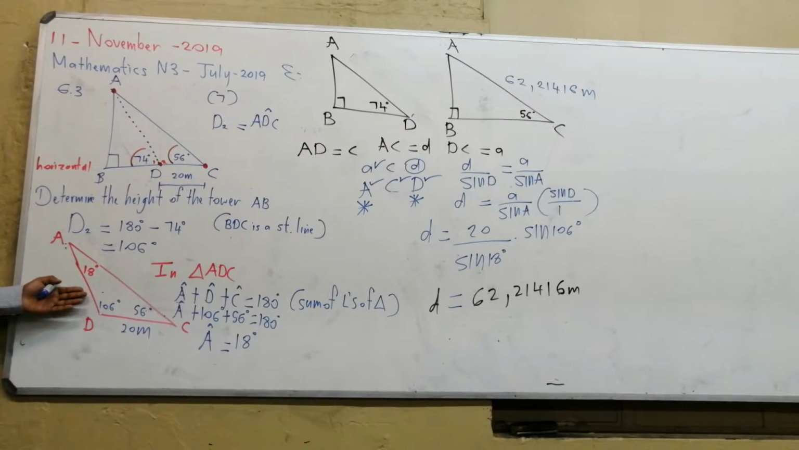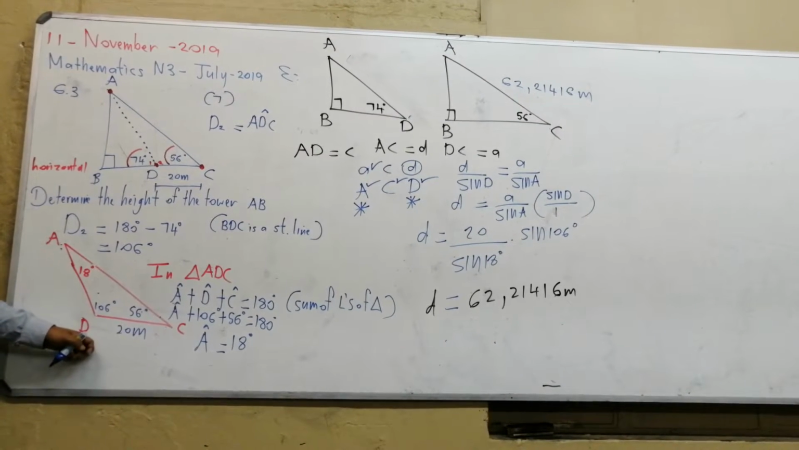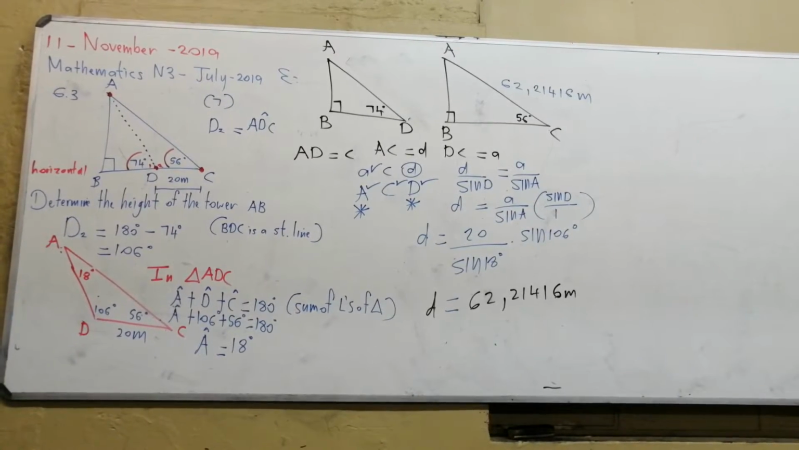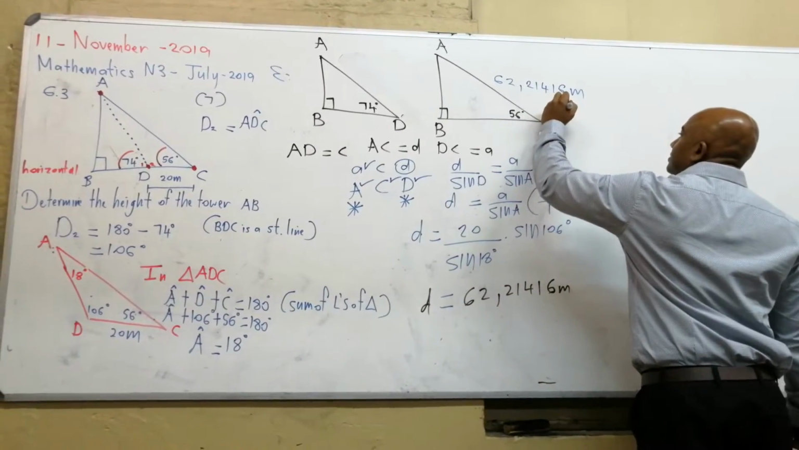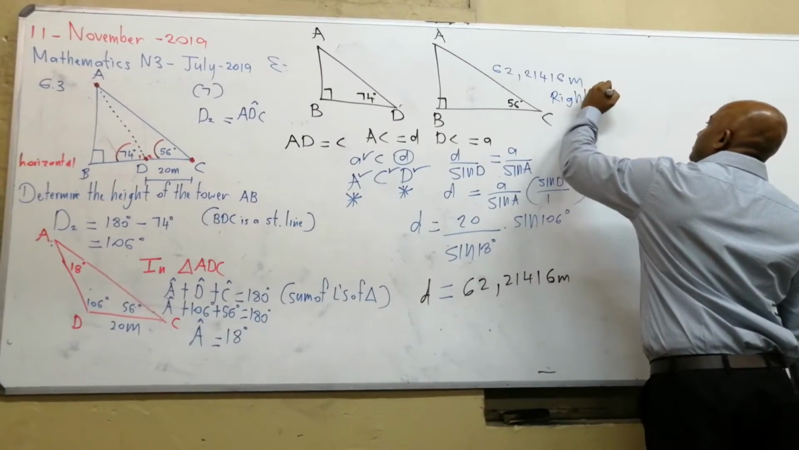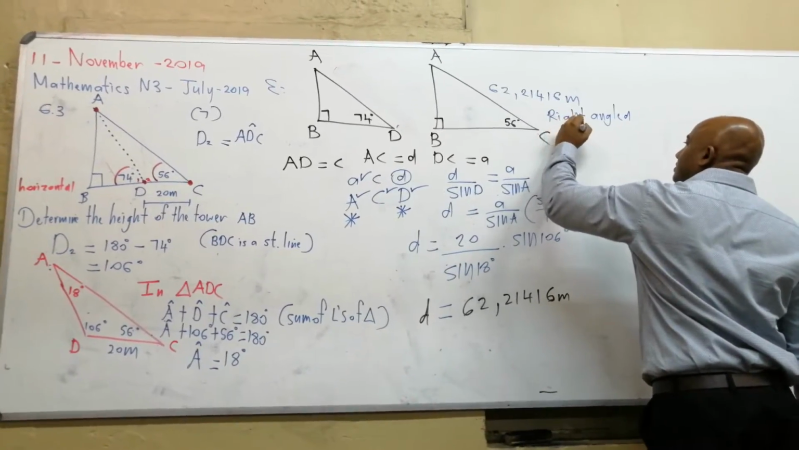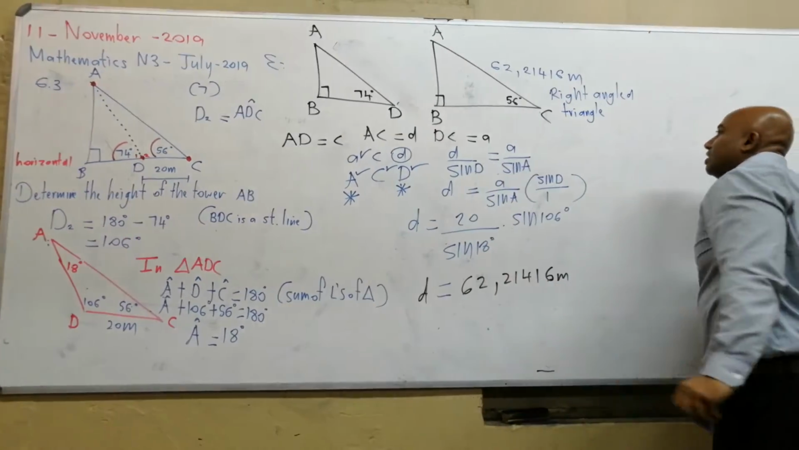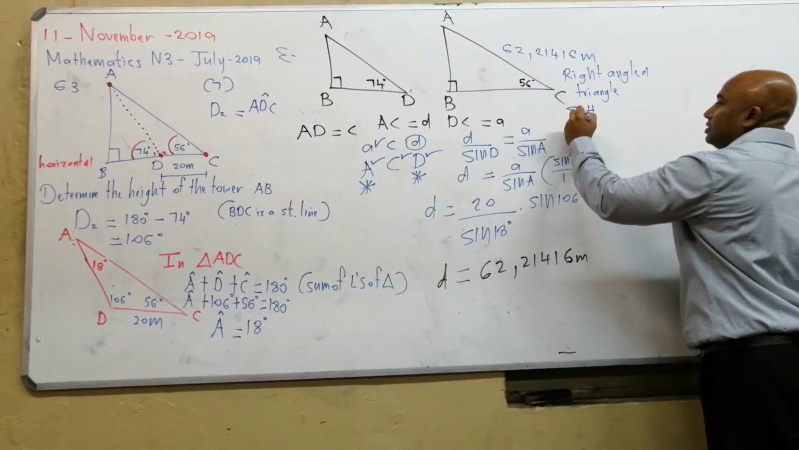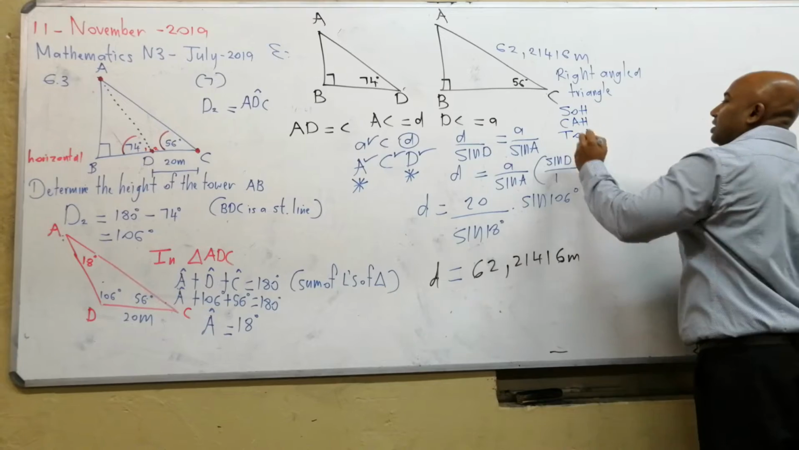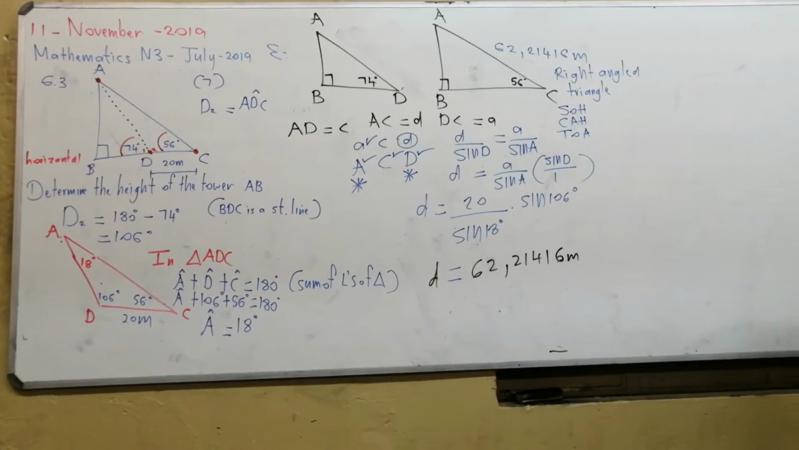So now we had a non-right angle triangle. So we used the sine rule. We could use the cosine rule also, if you have 2 sides. Now we are dealing with a right angle triangle. So if you're dealing with a right angle triangle, then you need to remember SOH CAH TOA.